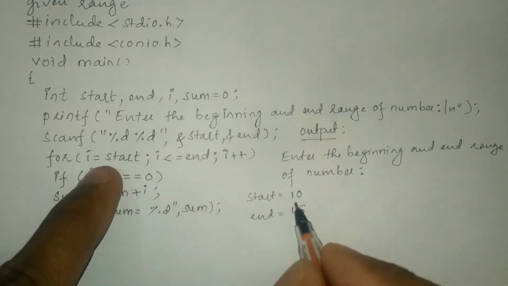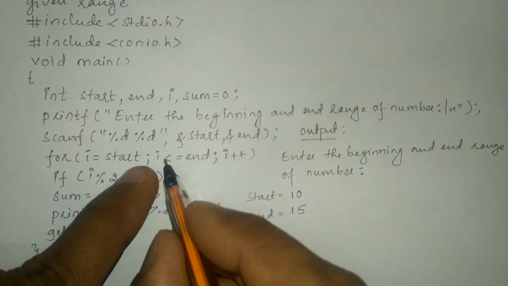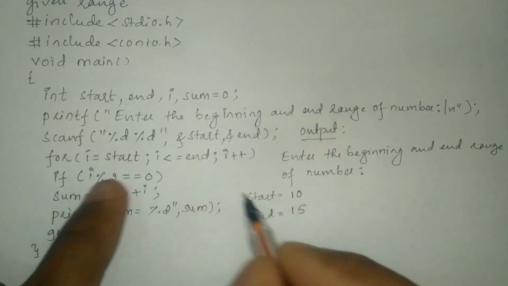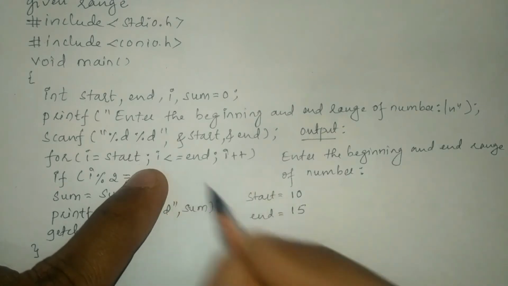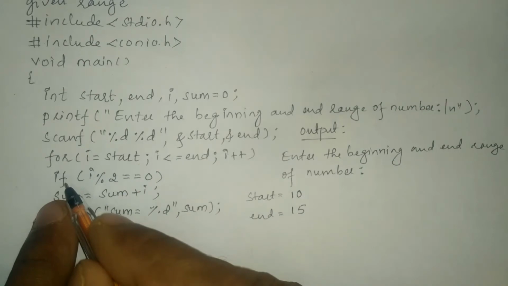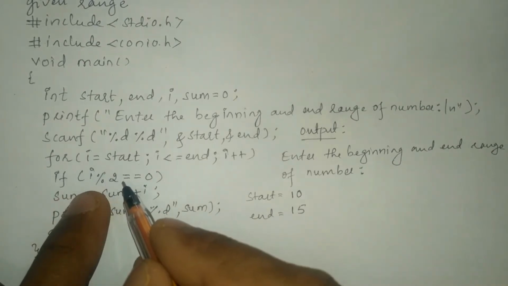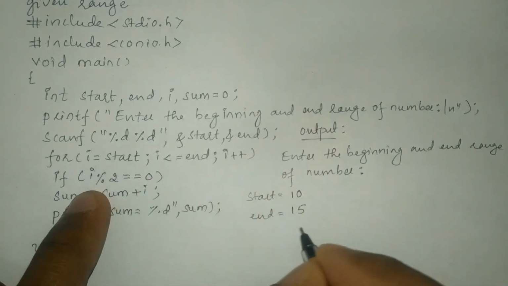Here we will begin with start, that is 10, and next we are going to check the condition over here. So start is assigned to i. Here i is 10 now. So 10 is less than or equal to end, which is 15. Yes, the condition is true. Once the condition is true, we'll check this condition: if i % 2 is equal to 0 or not. Here the value of i for the first time is 10, so I'll write 10 % 2.